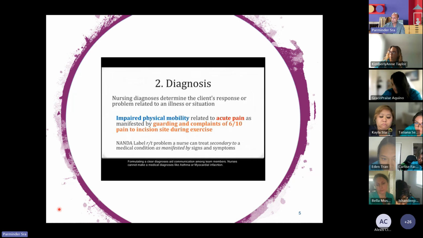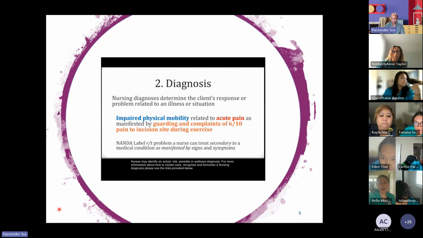Formulating a clear diagnosis aids communication among team members. Nurses cannot make a medical diagnosis like asthma or myocardial infarction. However, nurses have an internationally standardized language for communicating clinical judgments. This language comes from NANDA International. Examples of NANDA labels include activity intolerance, decreased cardiac output, constipation, fluid volume deficit, and hypothermia, among many others.